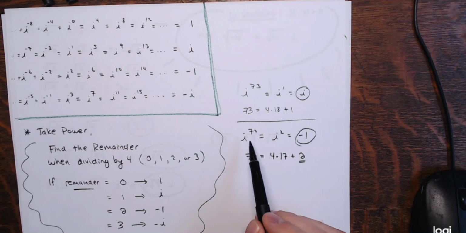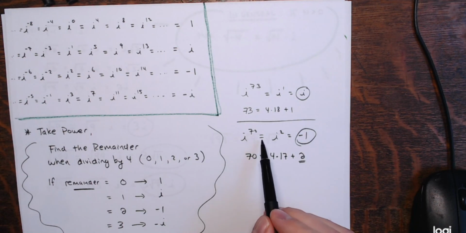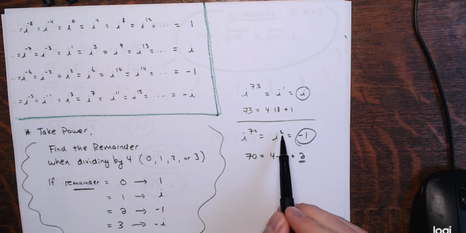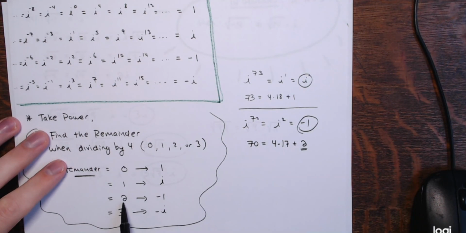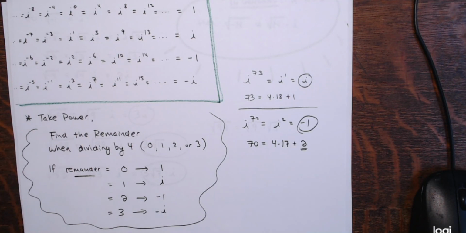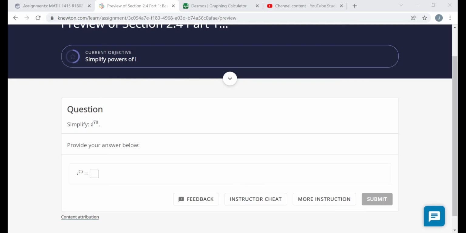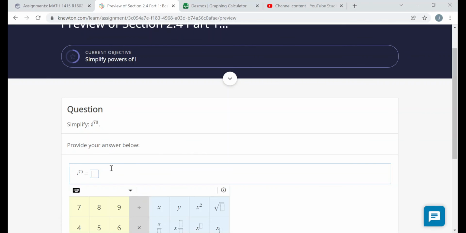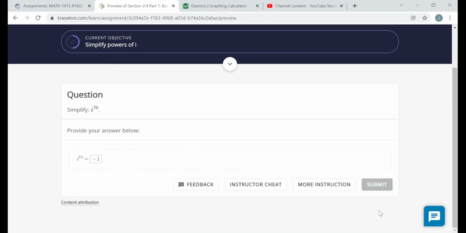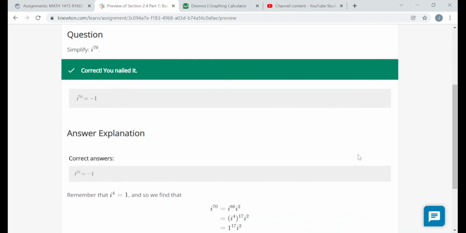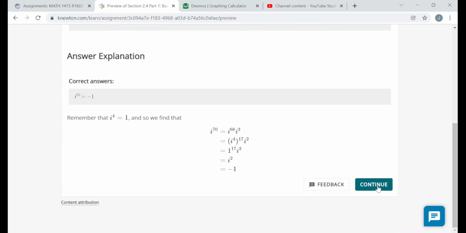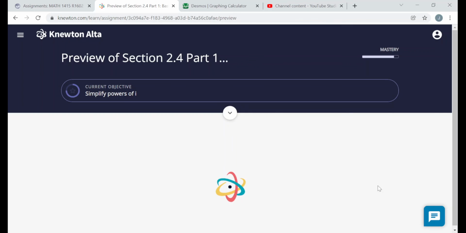I to whatever power will be equal to I to the remainder when you divide by 4. And as I said, when the remainder is 2, that simplifies to negative 1. I squared is negative 1. So this one, I have to type it in. I to the 70th is negative 1. Moving on.